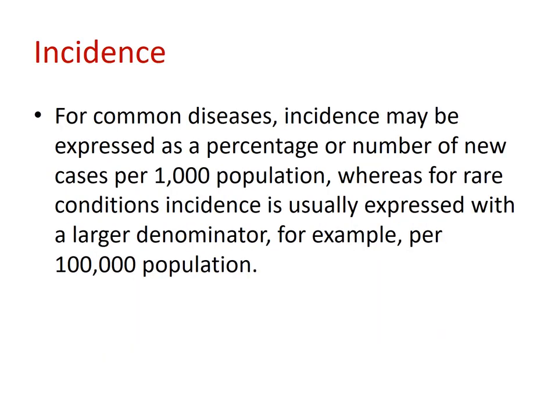Incidence. For a common disease, incidence may be expressed as a percentage or number of new cases per 1,000 population, whereas for rare conditions, incidence is usually expressed with a larger denominator, for example, per 100,000 population. So the multiplier that we use in calculating incidence depends on how commonly the disease occurs. For common disease, the multiplier can be as low as 1,000. However, for rare disease, we need larger multipliers. We need 100,000 to get the calculation correct.